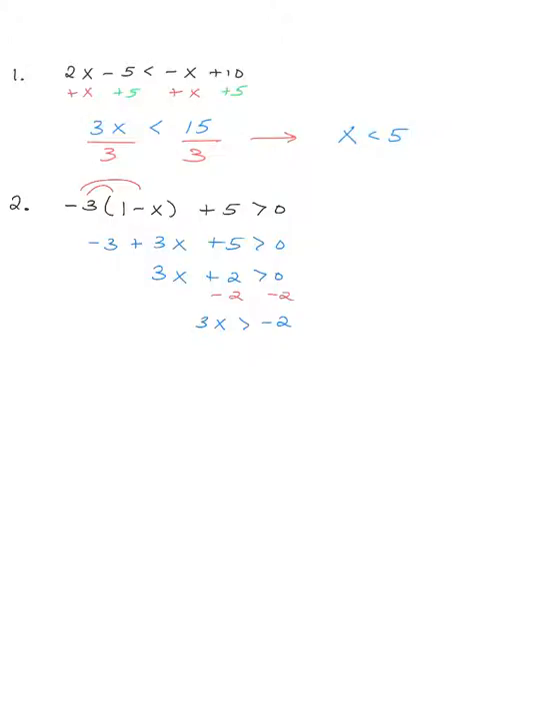And I'm dividing both sides by a positive number. It does not matter that this is a negative 2. The thing I divided by is positive. This means that the direction of the inequality does not change. And we have x is greater than negative 2/3.